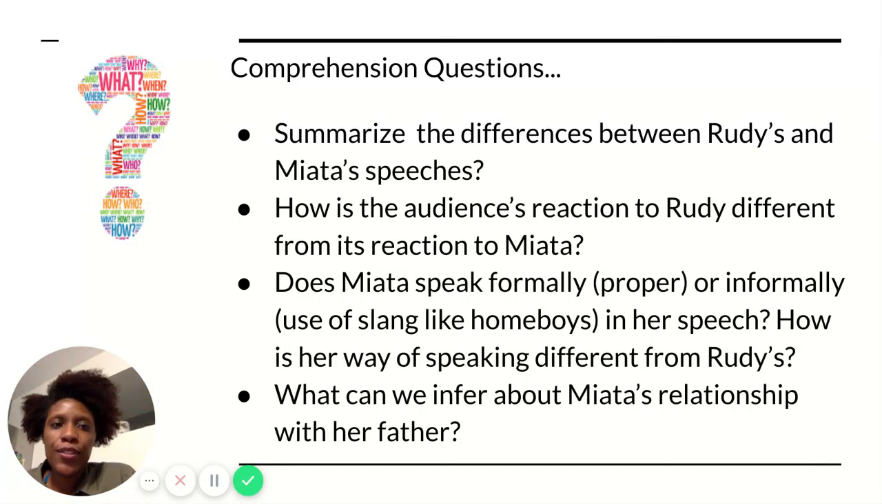Our comprehension questions for today. Summarize the differences between Rudy's and Miata's speeches. How is the audience's reaction to Rudy different from its reaction to Miata? Does Miata speak formally or informally in her speech? How is her way of speaking different from Rudy's? What can we infer about Miata's relationship with her father?